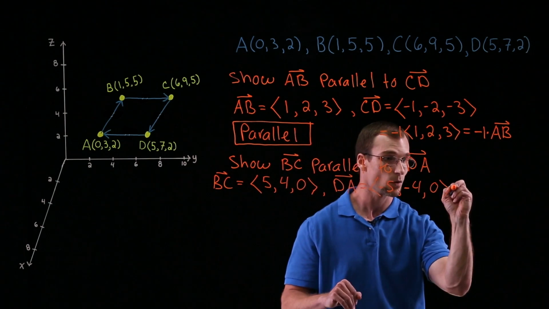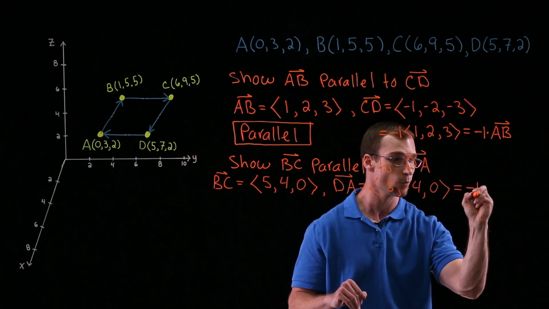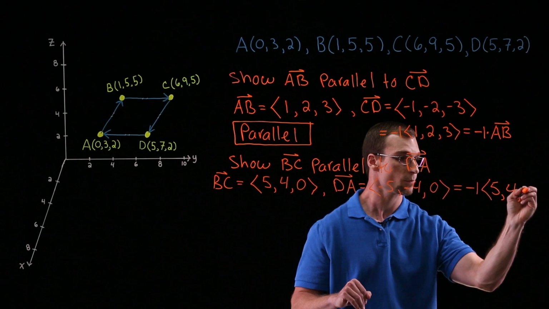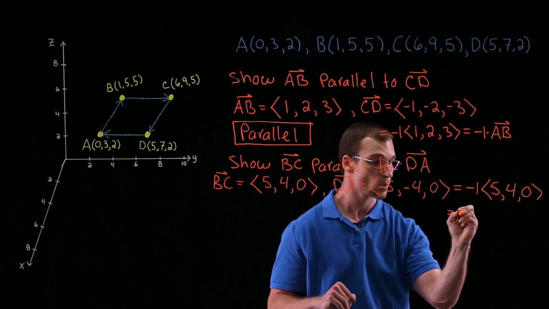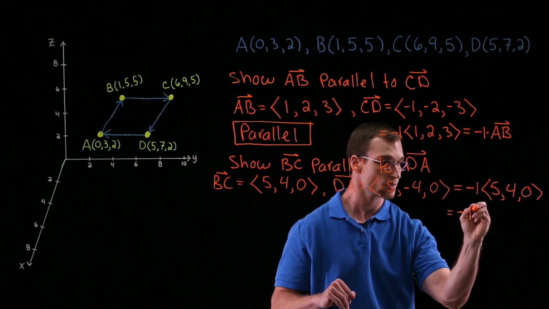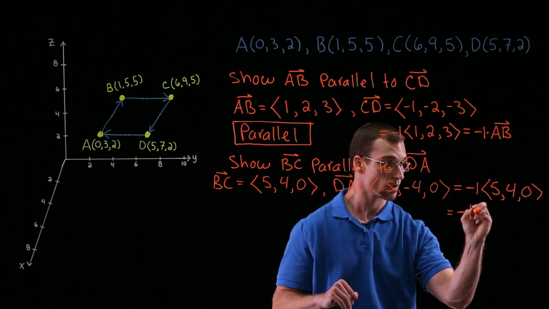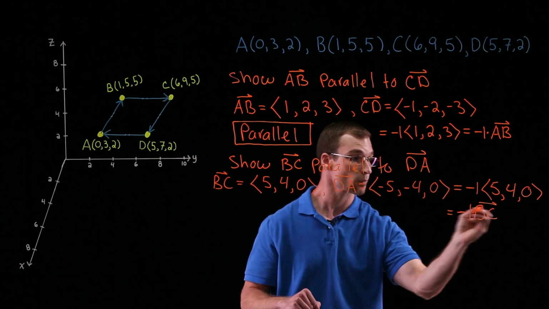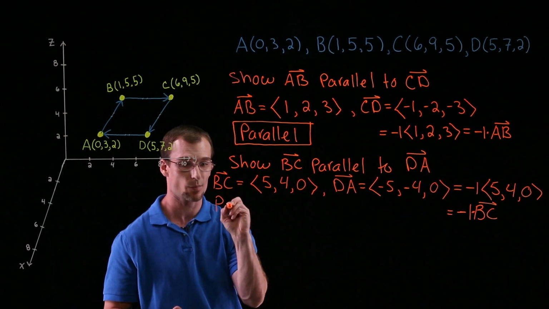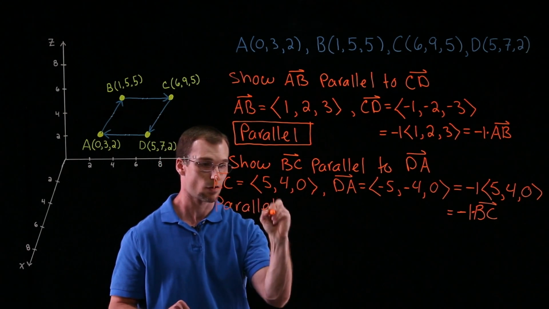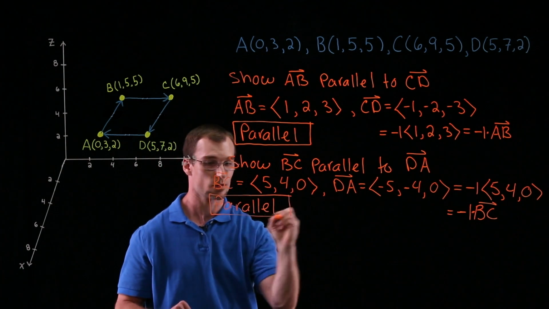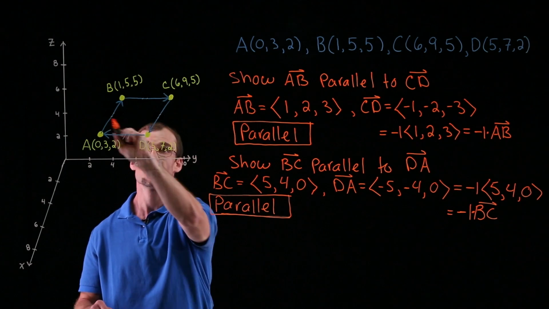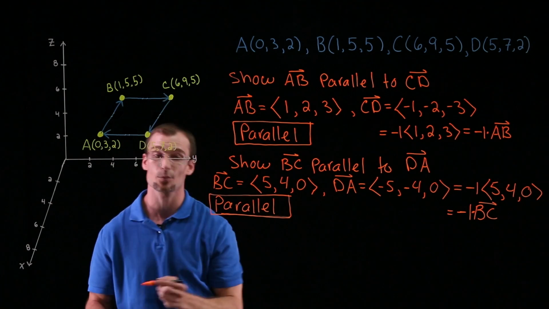Okay? Which, if we take a look at this again, we see we have the same components, but we have negatives over here. So the vector from D to A can be written as negative 1 times the vector of positive 5, positive 4, and 0, which is just negative 1 times our vector from B to C. So these are scalar multiples of each other. So these two vectors are parallel. Okay, so what have we just done? We've confirmed that the two sides here are parallel and the top and bottom sides are parallel.